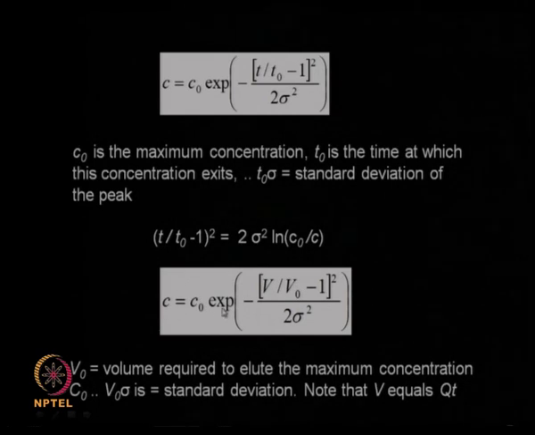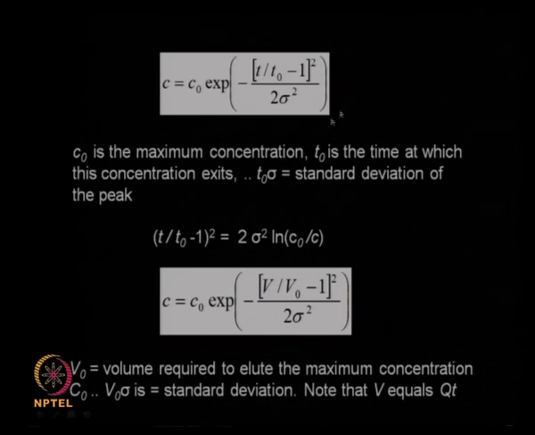Just like t, we can also substitute V as well. So C is equal to C naught exponent minus (V by V naught minus 1) whole square by 2 sigma square. V naught is the volume required to elute the maximum concentration, which corresponds to that t naught here. So V corresponds to t, V naught corresponds to t naught, and sigma is the standard deviation. Please note that V equals Q into t, where Q is your flow rate and V is your volume, so flow rate into time gives you V. That is why we have a similar looking equation here, except that you replace t with V and t naught with V naught.